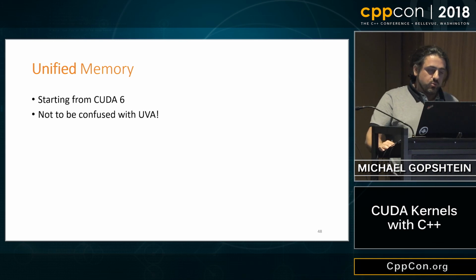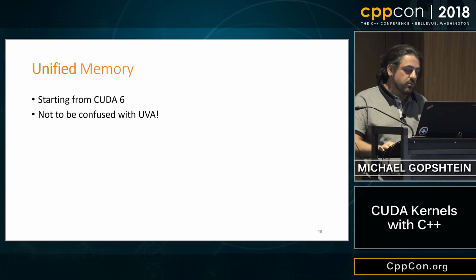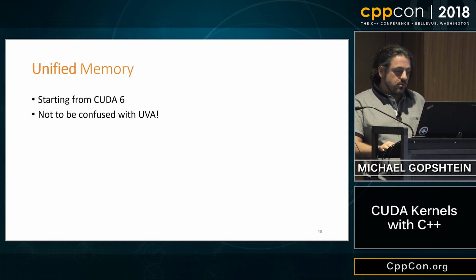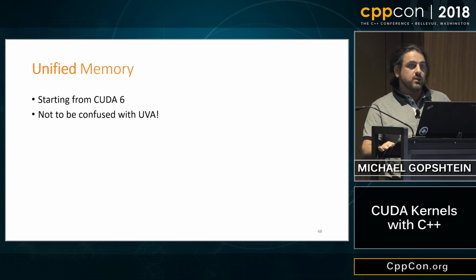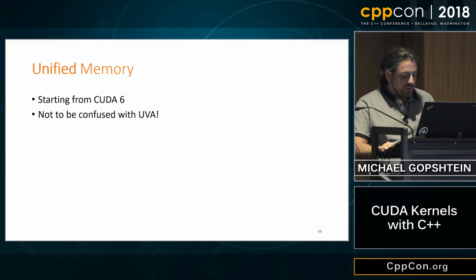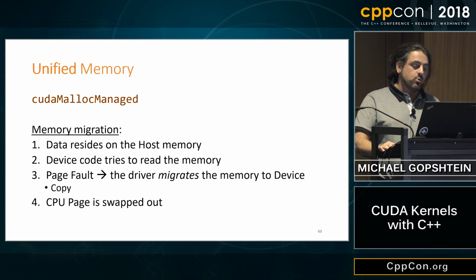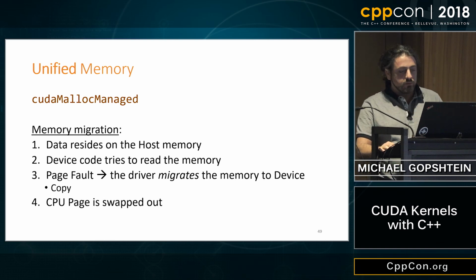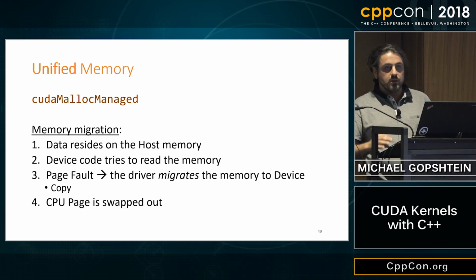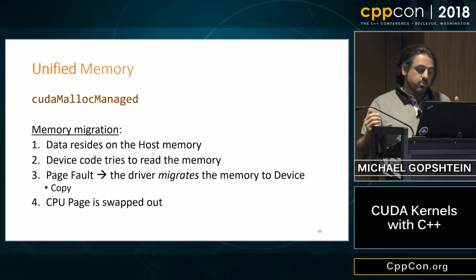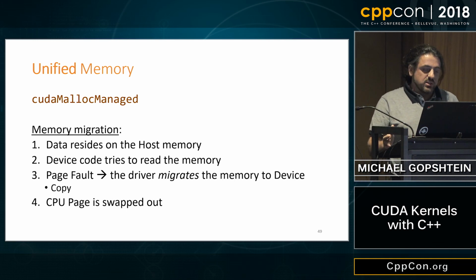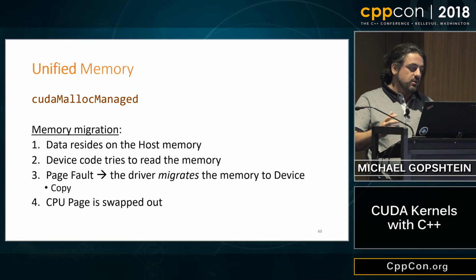And the next feature, most recent from CUDA 6, is unified memory. And just don't be confused between unified memory and unified virtual addressing. They're totally different features. So unified memory, you allocate it with cudaMallocManaged, and you have to allocate the memory as such. You can't take an existing memory on the CPU and somehow make it managed. And then I'll describe the process at a very, very high level.